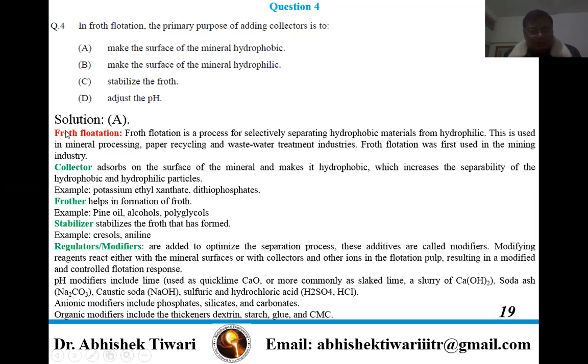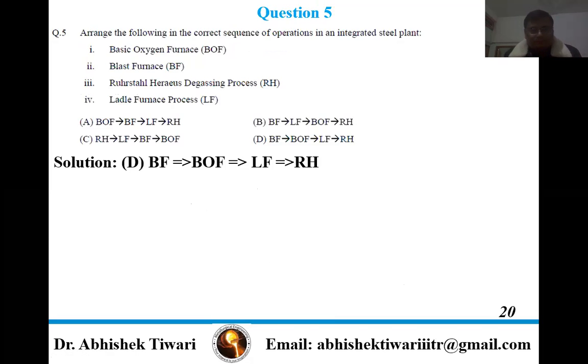So these are some terms that are very important to know about froth flotation. Froth flotation is a process for selectively separating hydrophobic materials from hydrophilic ones, and this is used in mineral processing, paper recycling, and wastewater treatment industries. Froth flotation was first used in the mining industry. And there are other terms that I'm not going into, but on these also questions are asked in the GATE examination.